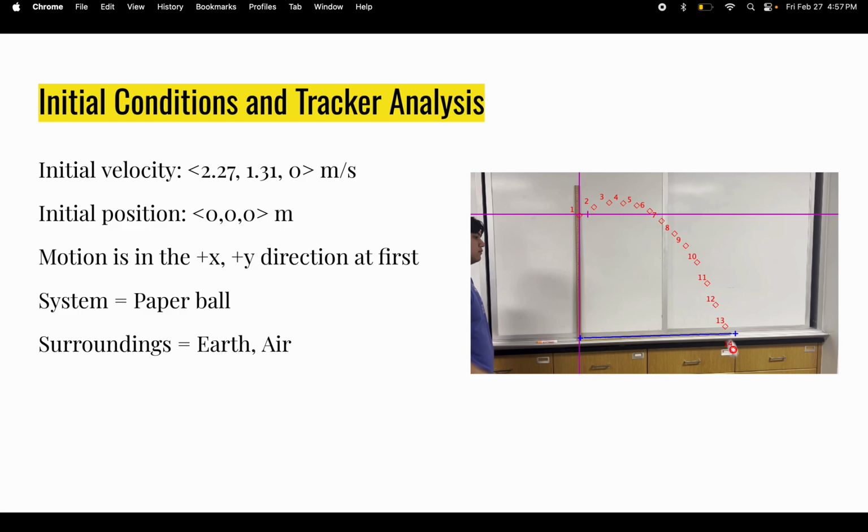For our initial conditions and Tracker analysis, our initial velocity was 2.27, 1.31, 0 meters per second, and the initial position was 0, 0, 0. Motion is in the positive x and positive y direction at first. Our system is the paper ball, and the surroundings are Earth and air.